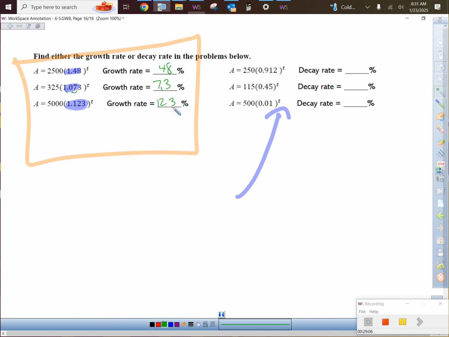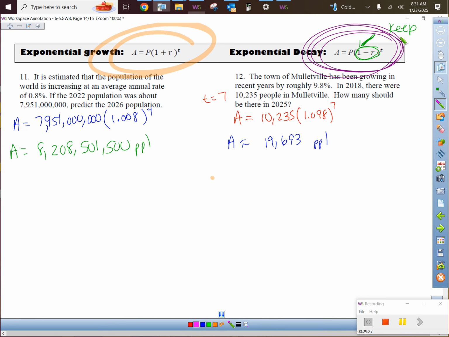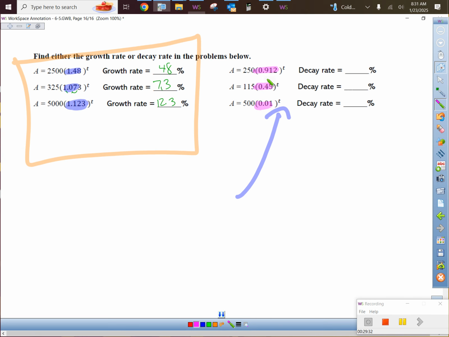Over here on the decay, first can you recognize why they're decays? Because homework's going to ask you, is this growth or decay? Why are all these decays? Because that guy is between 0 and 1. But you know what's crazy? That's how much you keep. That's how much you keep. So isn't this right here keeping 91.2%? Are you with me on that?